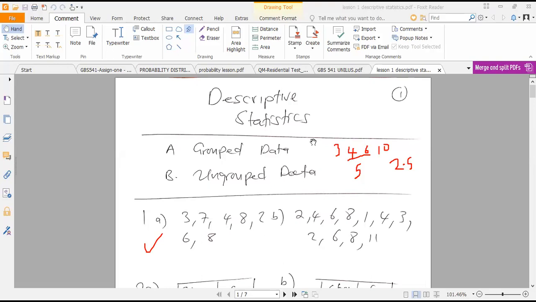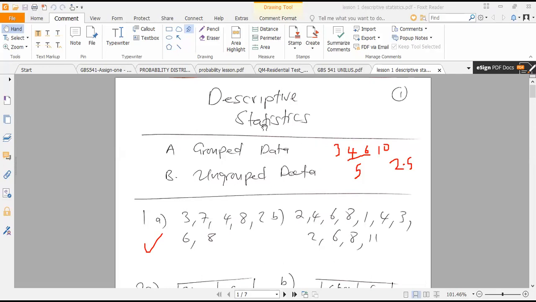Welcome to one of the simplest topics in quantitative methods, and this topic is on descriptive statistics. Descriptive statistics and regression are the easiest topics in quantitative methods. And so this is a build-up from our grade 12. So if you passed through grade 12, at least this will be a reminder of what you already know.